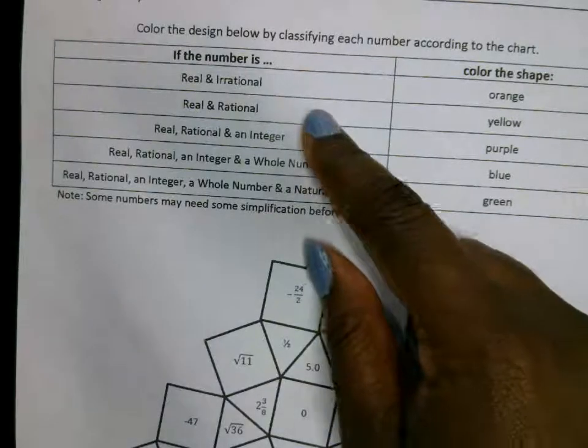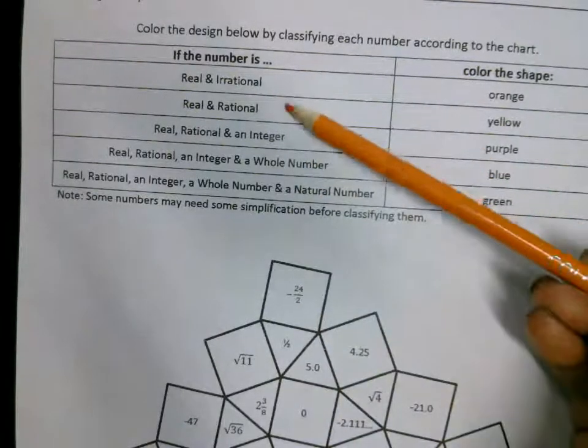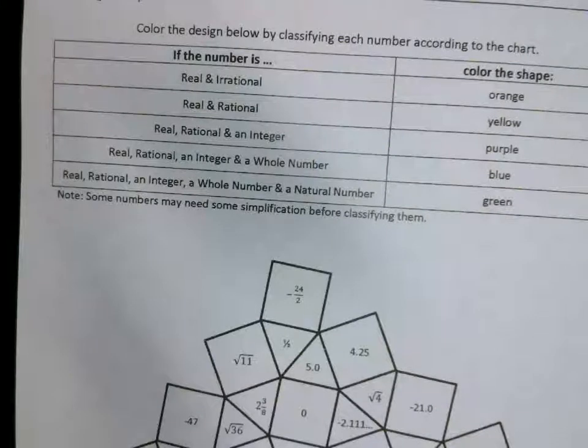Let's first color all of the irrational numbers, real and irrational. Remember, there are 3 types of irrational numbers.